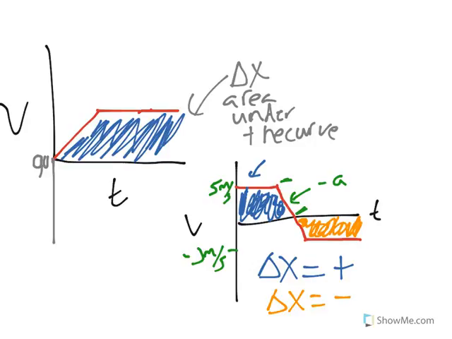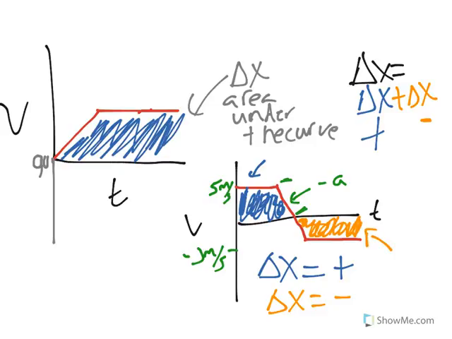So to find the actual change in x for that graph, you will have to add the two together. So it should be delta x blue plus delta x orange. Keeping in mind that the blue one should be a positive number and the orange one should be a negative number. The reason being is because this one again is going backwards because the velocity is in the negative direction.